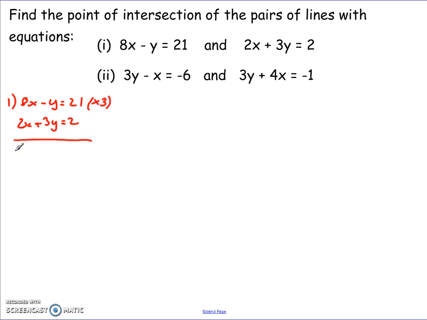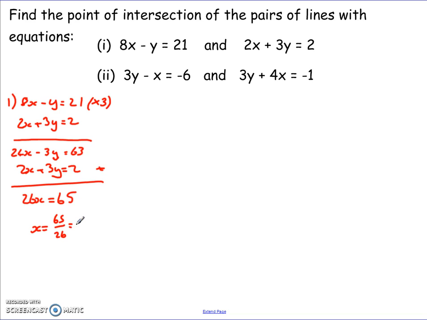So that would give me 24x take away 3y equals 63. The second equation doesn't change, so that stays as 2x plus 3y equals 2. Now if you look at the y coefficients, they're opposite signs, so if I treat them like a chimney sum and add them, they'll vanish. 24x plus 2x gives me 26x, negative 3y plus 3y gives me nothing, 63 plus 2 gives me 65. So 26x is 65, x is 65 divided by 26, which is 2.5. So my x value for my coordinate is 2.5.